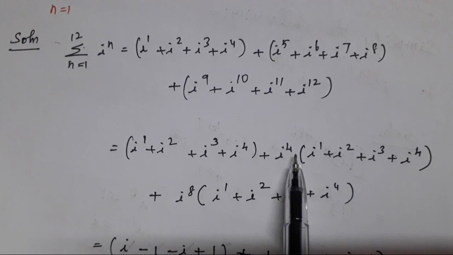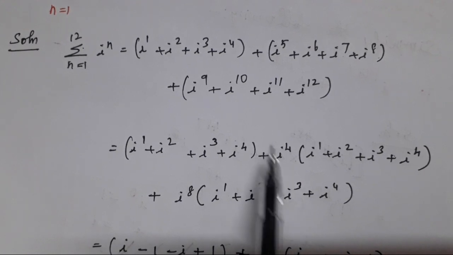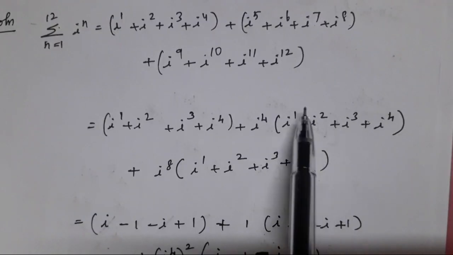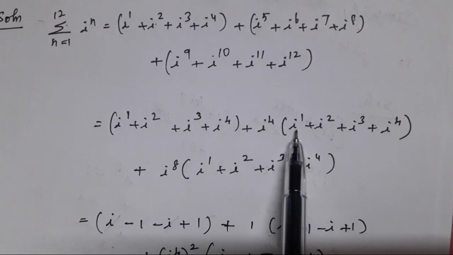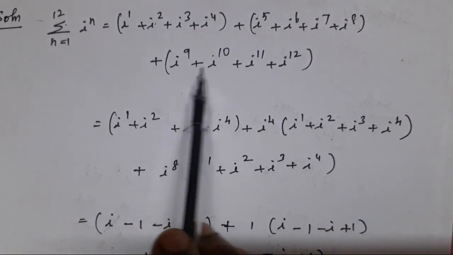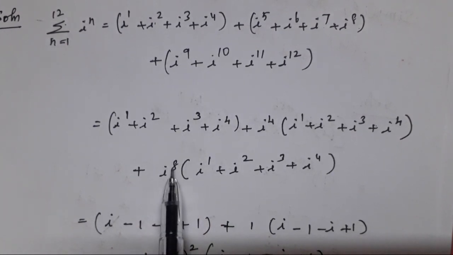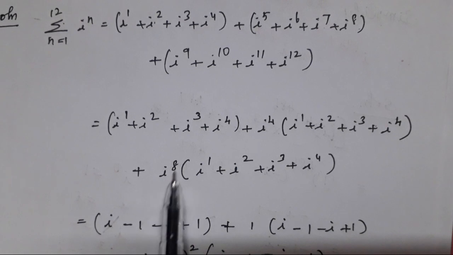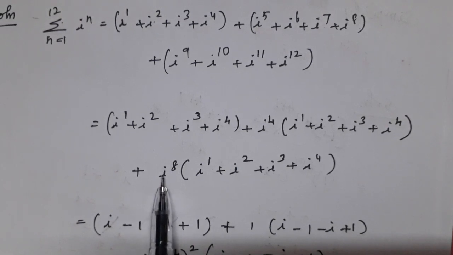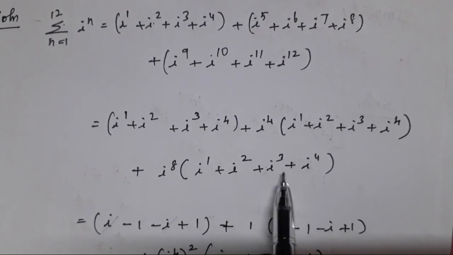Take i^4, because i^4 is always what? 1. i^4, i^8, i^12, multiples of 4, are always 1. So take i^4 common. The balance is the same as what is coming in the first term: i^1, i^2, i^3, i^4. Plus here, i^9, 10, 11, 12. We take i^8 common, because i^8 is a multiple of 4, and the value of i to a multiple of 4 is 1. Take i^8 outside: i^1, i^2, i^3, i^4.